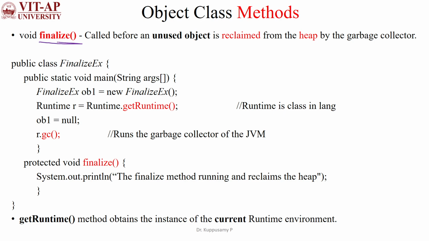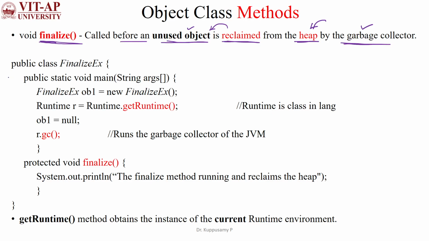Another method is the finalize method, which is invoked before an unused object available inside the program is removed. For that unused object some memory locations are occupied, so the memory locations of the unused object will be reclaimed from the heap, which is the memory space data structure allotted to the unused object. This is reclaimed by the garbage collector, which is one of the facilities available in the Java programming language.